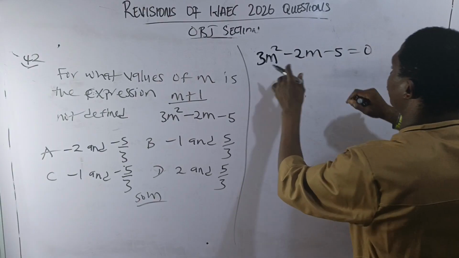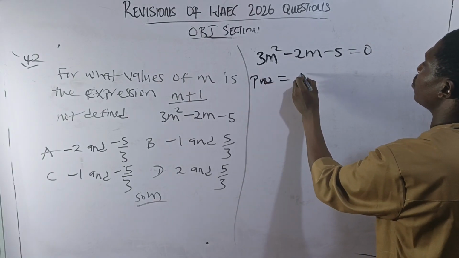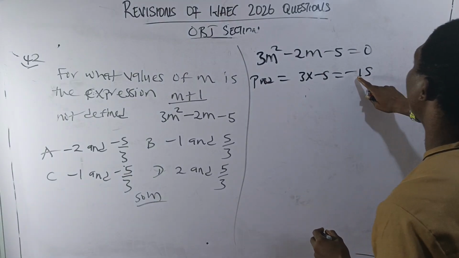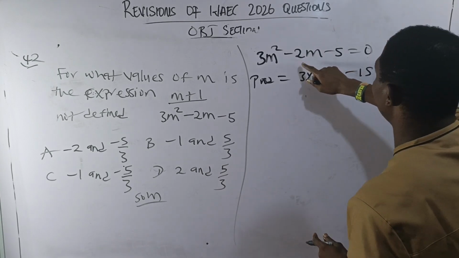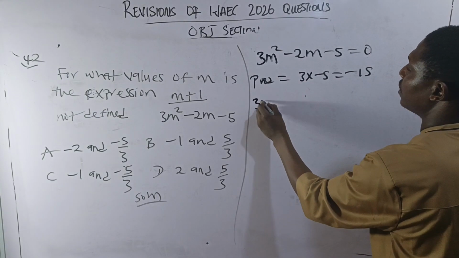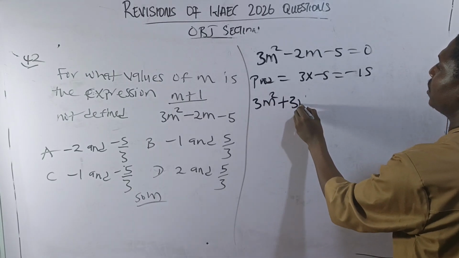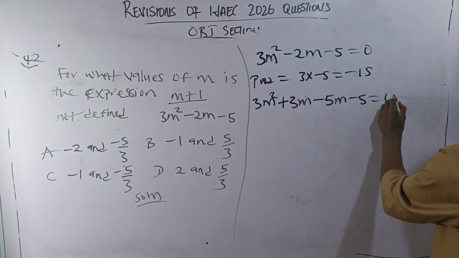Now I'll simply try to factorize. Now 3 times 5 is 15, so my product is 3 times minus 5, which is minus 15. Now think of two numbers that, when they multiply, give 15, and when they add or subtract, give us minus 2. I can use 3 and 5. I'll simply say 3m squared plus 3m minus 5m minus 5 equal to 0.